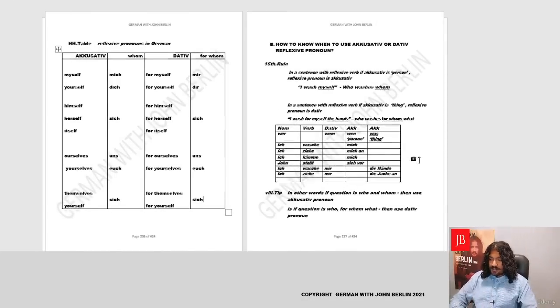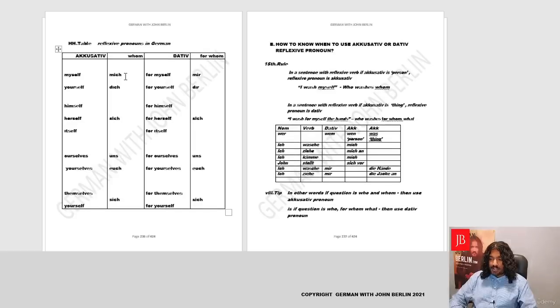Now we have some sentences already drawn out just to understand. If the accusative part is a person, it'll be the accusative reflexive pronouns: mich, dich, sich, uns, euch, euch. If the accusative part is a thing, then the reflexive pronoun will be dative. Let's find out. Ich wasche mich. The accusative is a person, so we'd say mich, I wash myself. Ich ziehe mich an. Anziehen, we already know, is to dress. Now I dress myself. Whom do I dress? A person, myself. So it will be again mich.